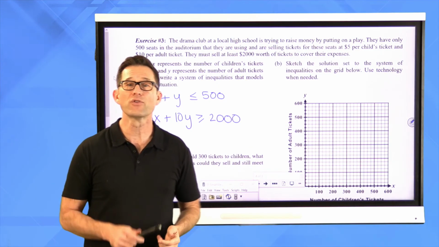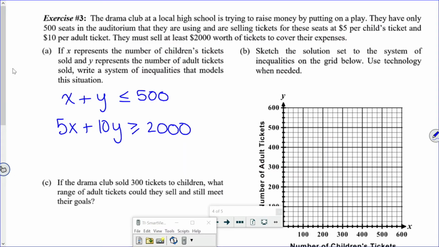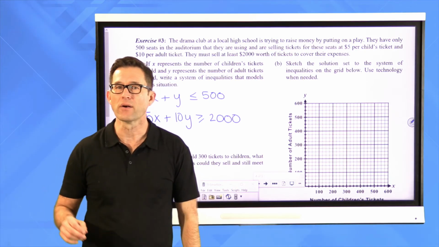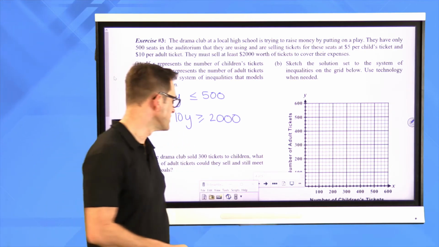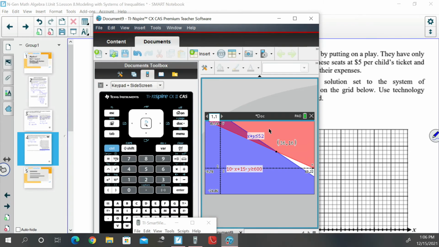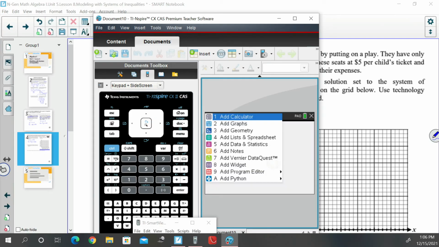Now for the tricky part where we're going to break out the calculator. Let's take a look at letter B. Sketch the solution set to the system of inequalities on the grid below. Use technology when needed. Awesome. Again, this is where that TI Inspire is just absolutely amazing. So let's bring open our TI Inspire again. Let's open up a new document so that we can just start from scratch. No, I don't want to save that.